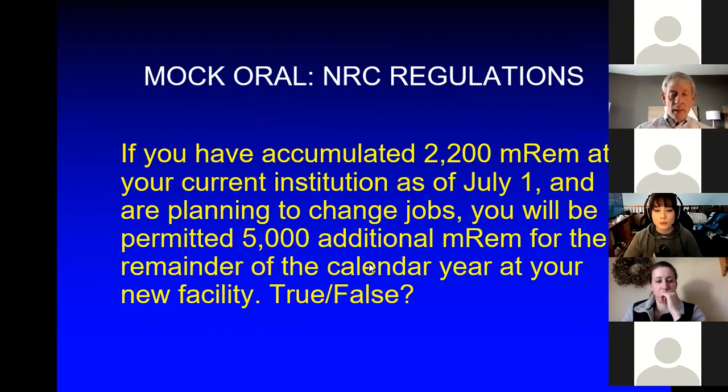Let's say that you've picked up 2,200 millirems in the first 6 months of this year. It's now July 1st, you're changing jobs. True or false? You will be permitted 5,000 additional millirems for the remainder of the calendar year. False. Totally false. No one cares how many jobs you have. Your limit is 5,000, whether you have 1 job or 5 jobs, makes no difference. So totally false.